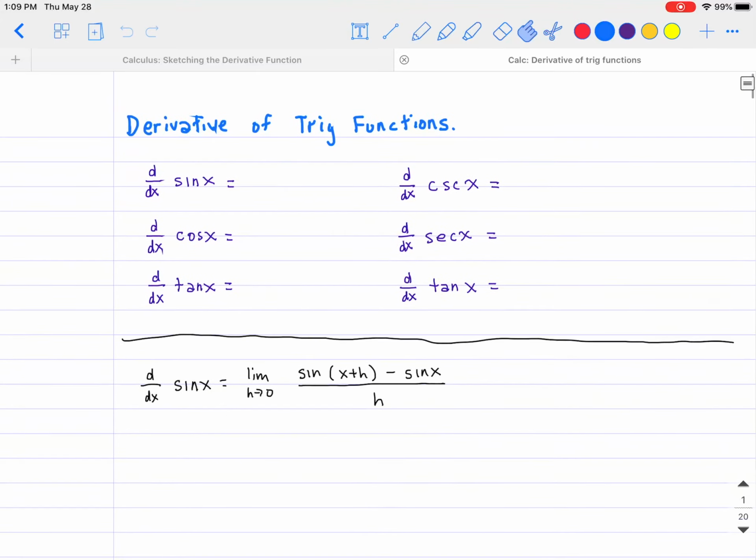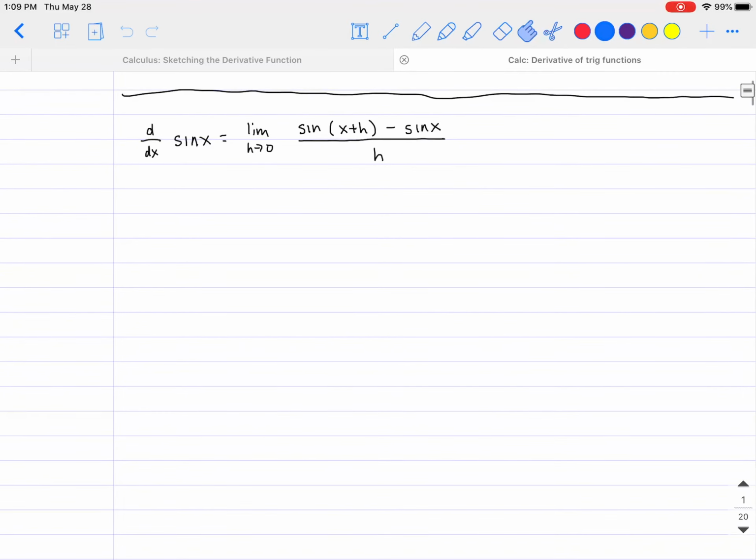So today, as you can see from the page right here, we're going to learn how to take the derivative of these 6 trig functions that we learned from trigonometry from last year. So to begin with, let's look at the first one. Here we want to take the derivative of sine of x. And so what we're going to do is solve for this using the formal definition of limits.